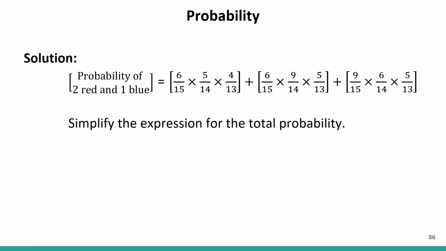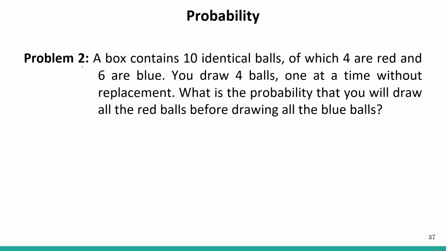So the probability of 2 red and 1 blue ball will be 6 by 15 into 5 by 14 into 4 by 13, plus 6 by 15 into 9 by 14 into 5 by 13, plus 9 by 15 into 6 by 14 into 5 by 13. Simplify the expression to get the total probability. So the total probability will become 4 by 7, as we have seen right here. Okay, so let's go forward with problem number 2.